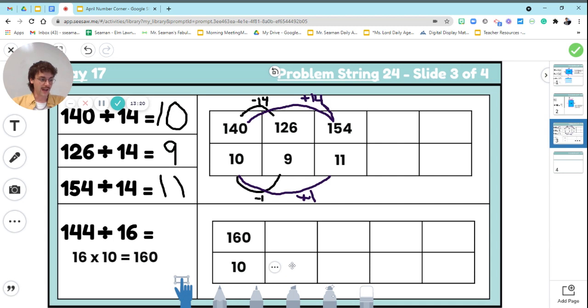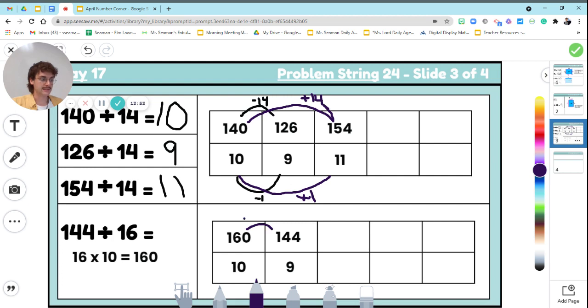Then if we keep going and we get to 9, what we can think of is something like this. So 160 minus 10, 160 goes down to 150. 150 minus 6 goes down to 144. So essentially, we subtracted a 16 to get to 144. So to go from here to here, I subtracted 16. From the bottom, I just subtracted 1.